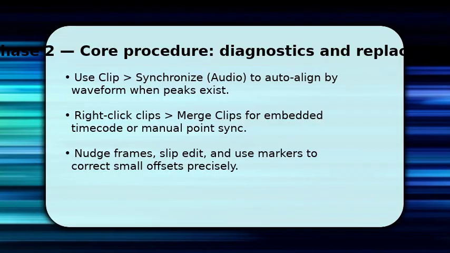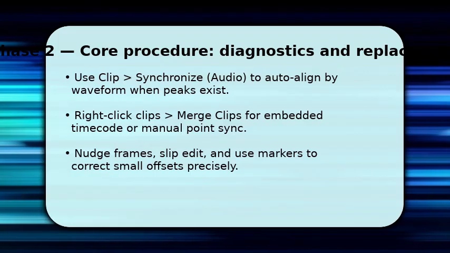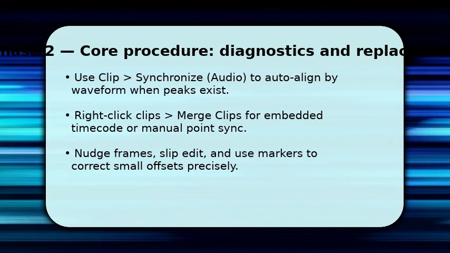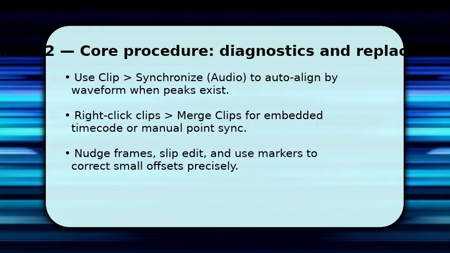For stubborn offsets, nudge by one frame, use slip edits, or add markers at identical transients and snap clips to them. Make sure you ripple lock tracks as needed, and check multicam playback if you built a multi-camera sequence.